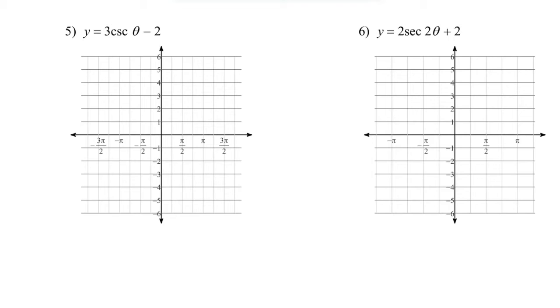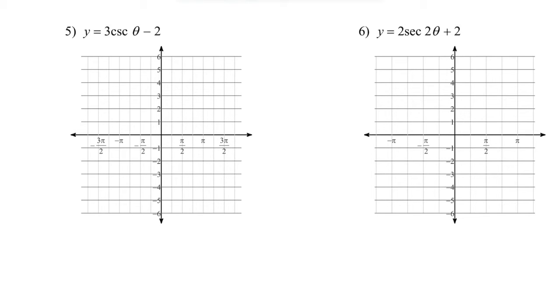I'm willing to bet that if you watched the other videos, you know how to do number 5 without any help, and you probably know how to do number 6 without any help. So I'm going to go through this quickly because this is now our third video. So y equals 3 cosecant of theta minus 2.